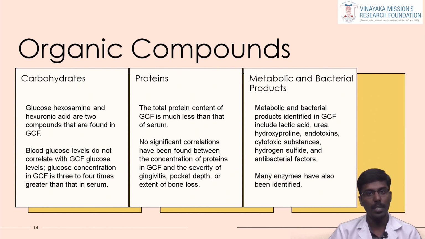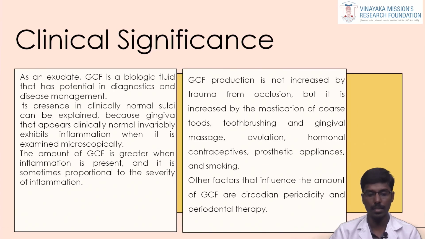Whereas now coming on to the proteins, in contrast to the carbohydrates, proteins are found in lesser quantity in the GCF when compared to that of the serum. In the metabolic and the bacterial products, various bacterial products as well as metabolic products are found in the GCF, which includes lactic acid, urea, hydroxyproline, endotoxin, cytotoxic substances, etc.